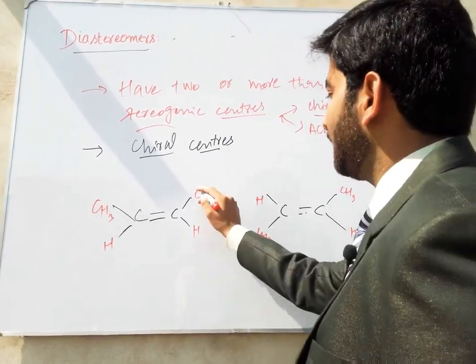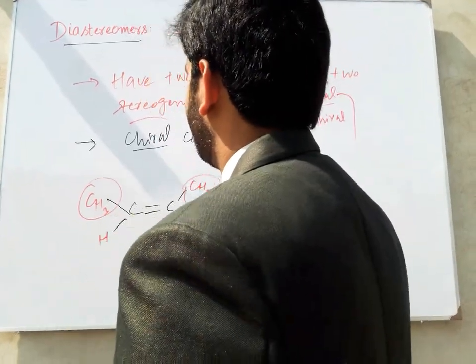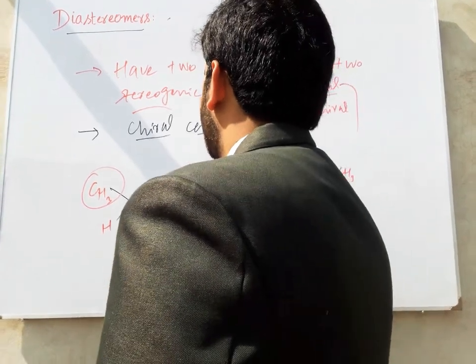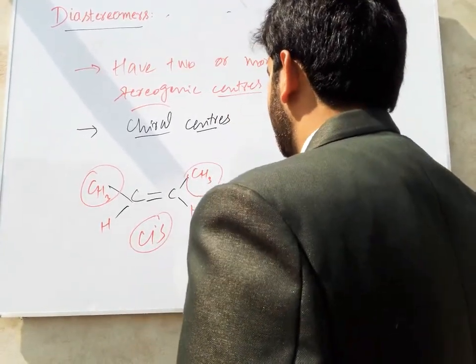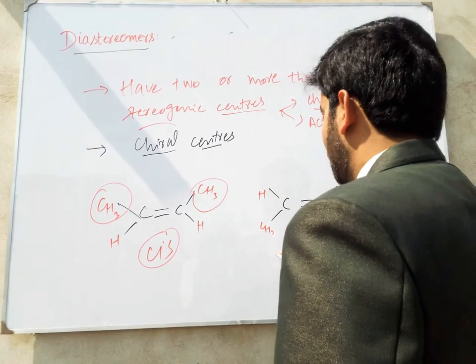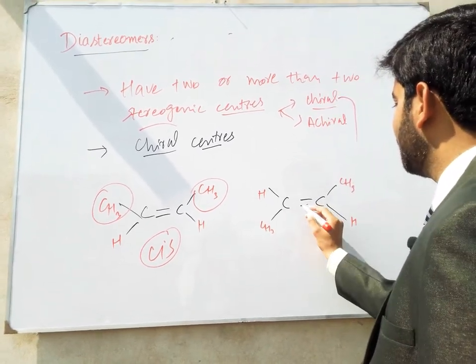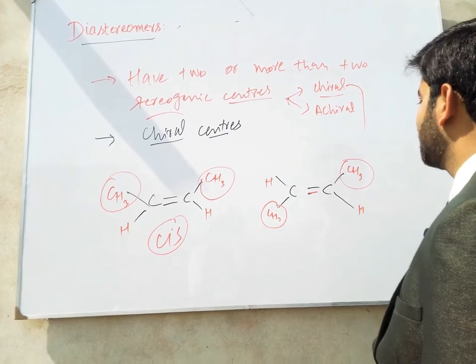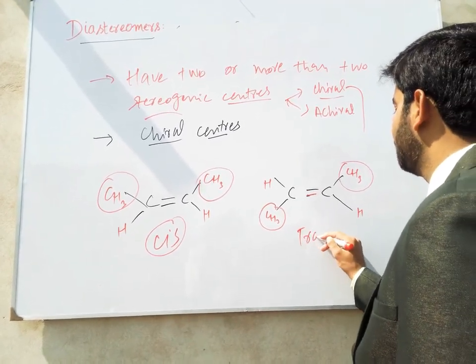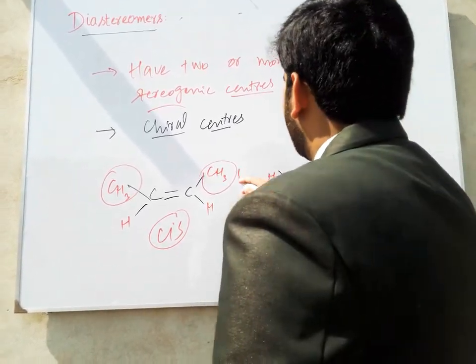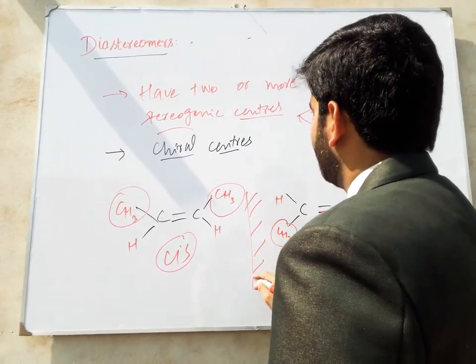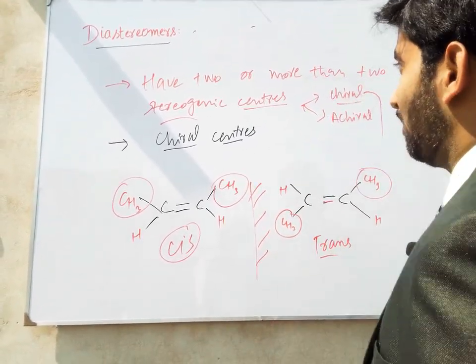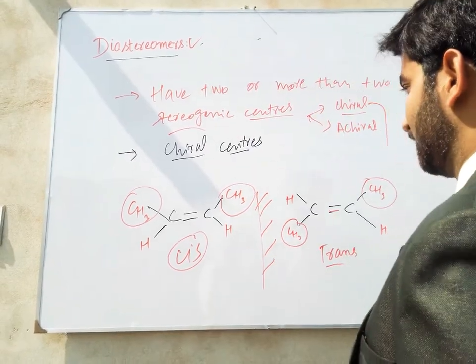We can see that the atoms of high priority lie on the same side of the double bond, so it is our cis-2-butene. And in this molecule we can see that both high priority atoms lie on opposite sides of the double bond, so it is our trans-2-butene. So they are non-superimposable, non-mirror images of each other, so they are called diastereomers.